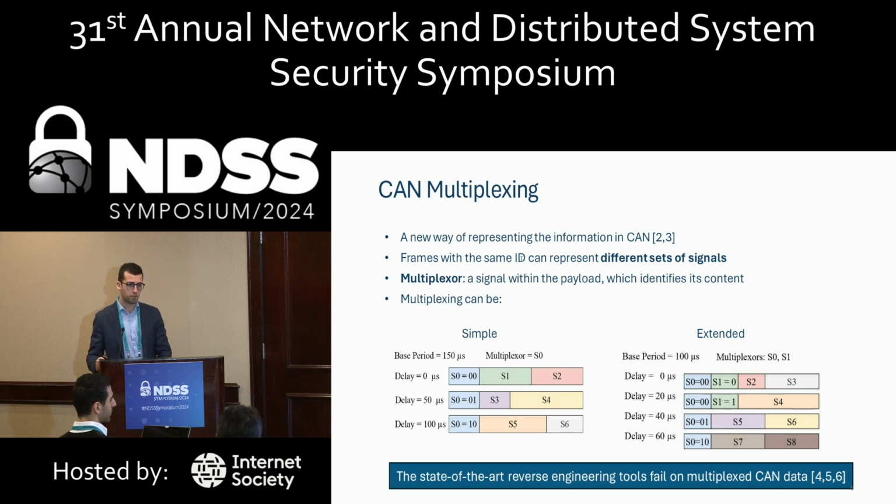So we have two types of multiplexing, simple and extended. In simple, we have just one multiplexer signal, which is the signal that defines what is the content of the rest of the payload, so which set of signals is being represented. And in extended, we have a sort of hierarchy of multiplexers. In this paper, we have addressed both of them.